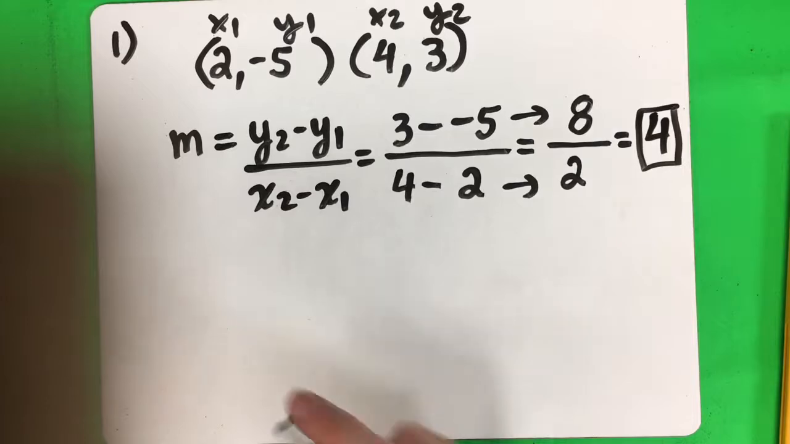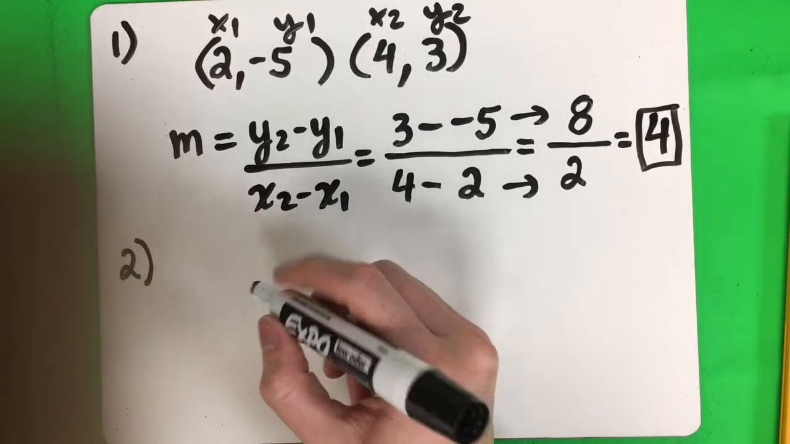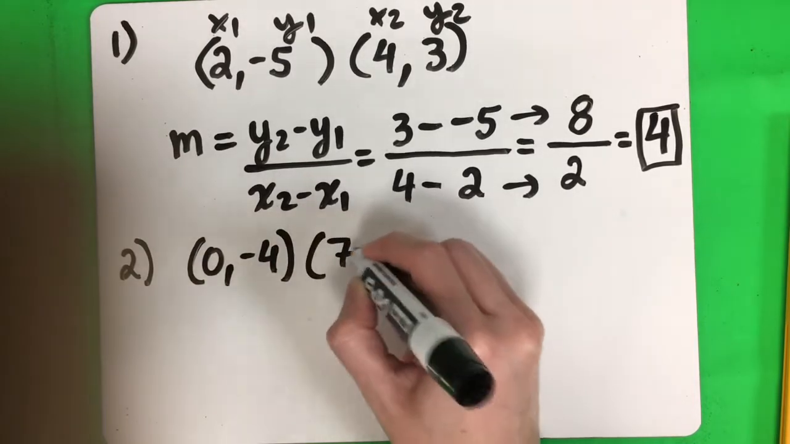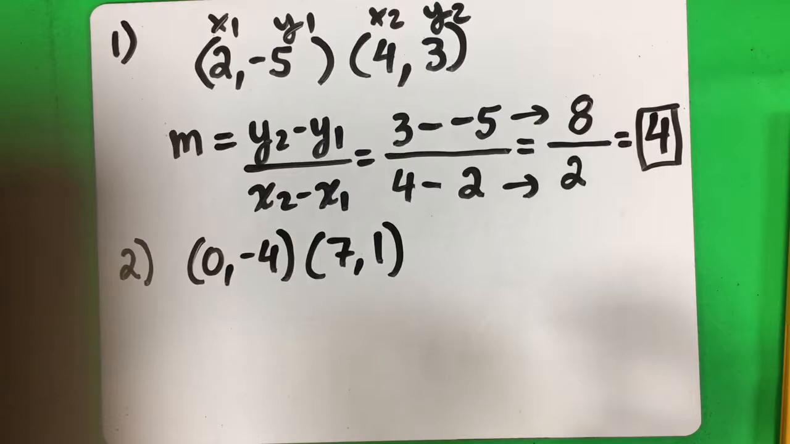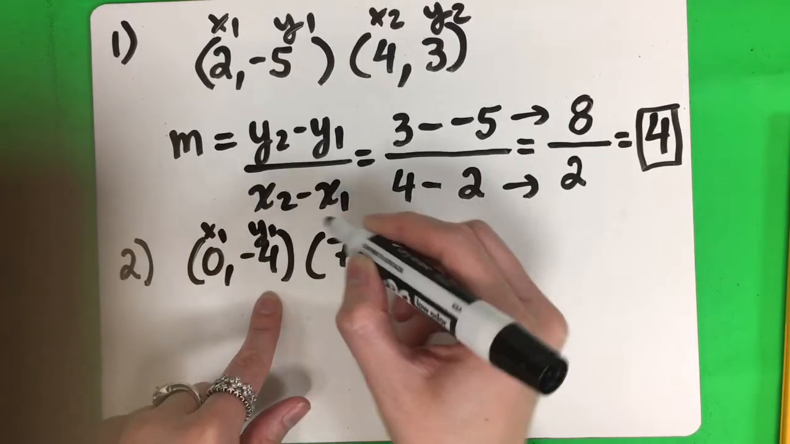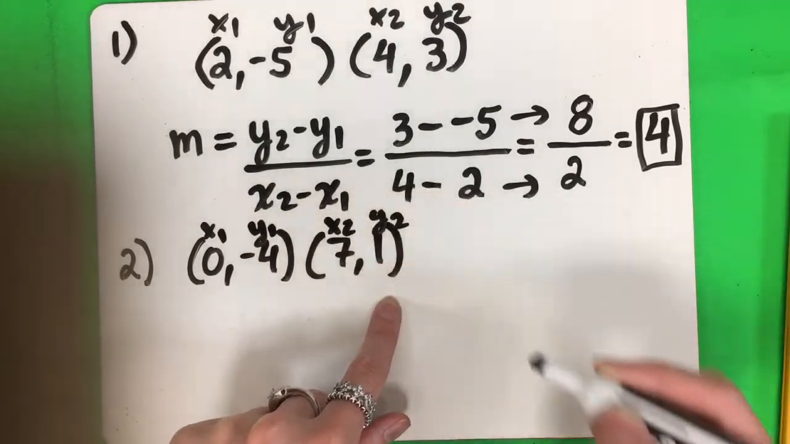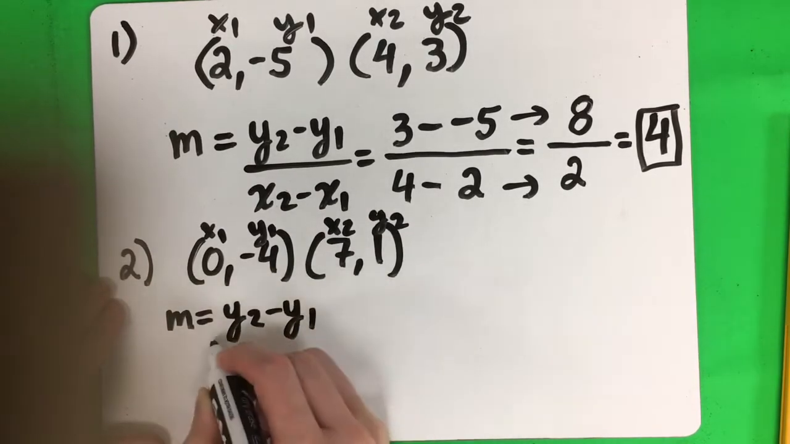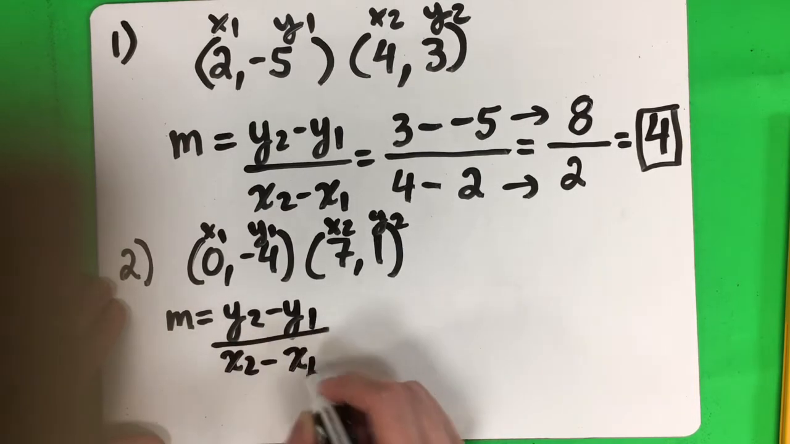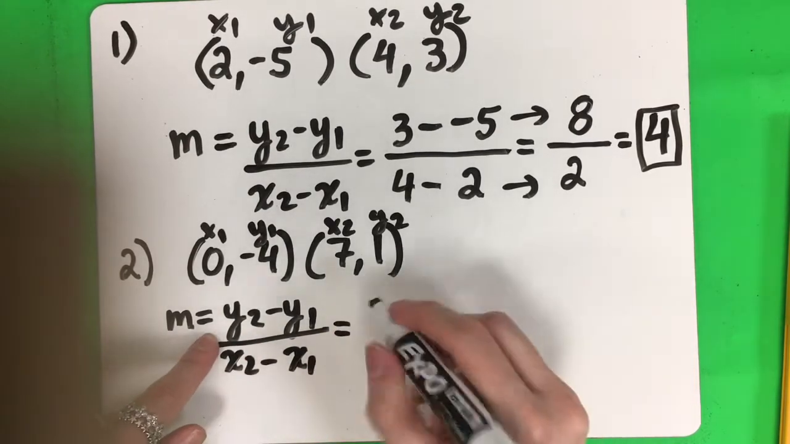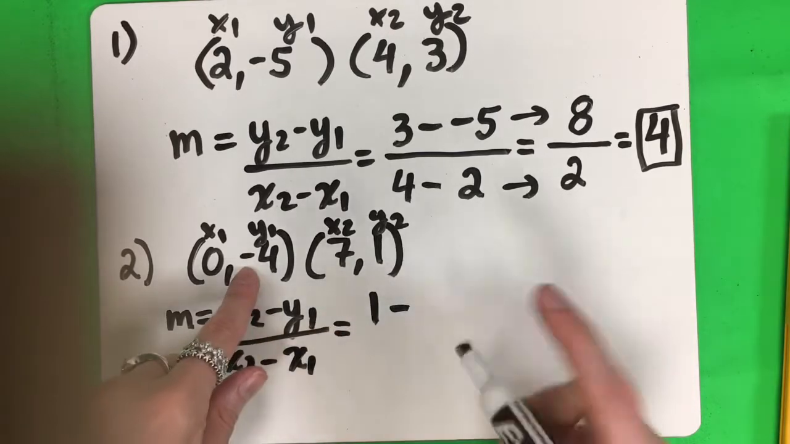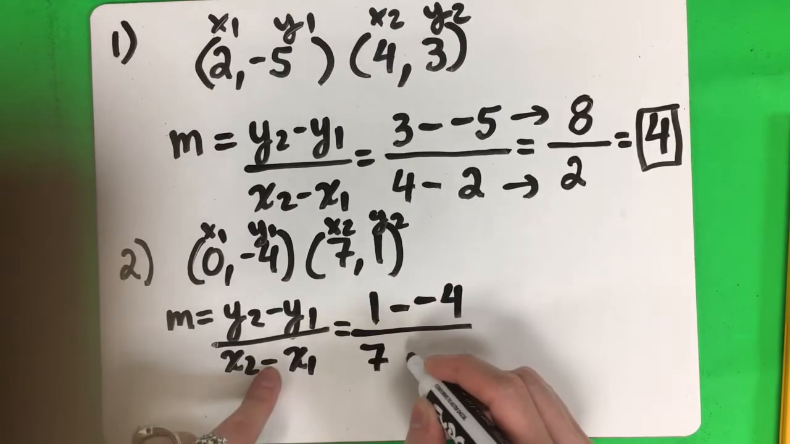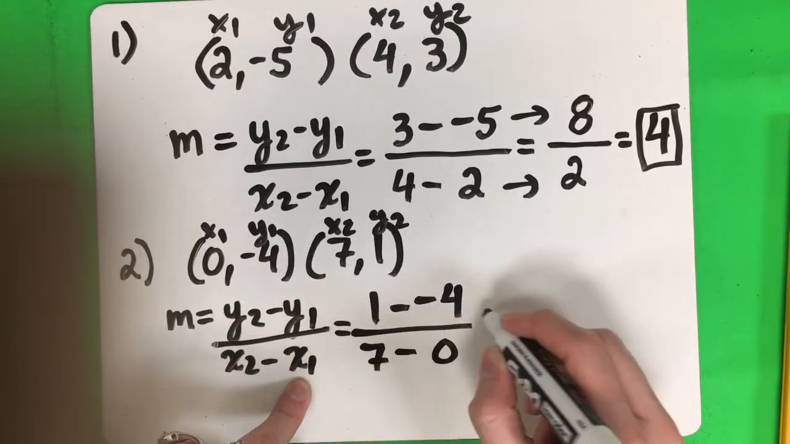Let's try another one. Number 2. (0, -4) and (7, 1). Okay, so this is x1, y1, x2, y2. And my formula is M equals y2 minus y1 divided by x2 minus x1. y2 is 1. Copy minus. y1 is -4 divided by x2 is 7. Copy minus. x1 is 0.